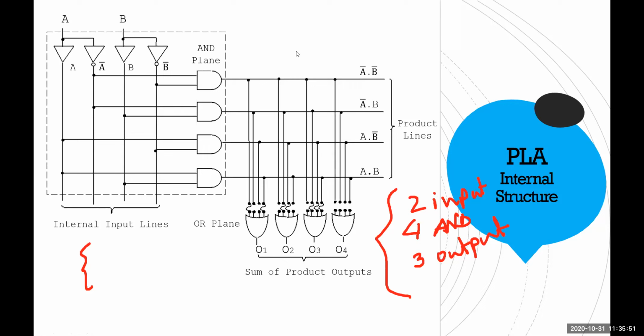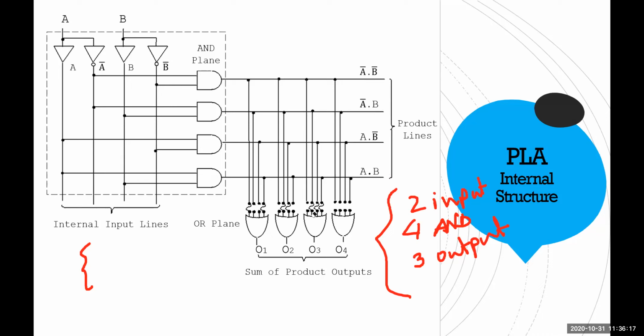Okay. Now let's do the programming. So here we need A bar, B bar. So the first one will be connected from A bar and B bar. Okay. Next one we need A bar, B. Okay, fine. Next one we need A, B bar. Fine. Next we need A, B. Okay, the sequence is not a problem. You can do the sequence as you wish. No problem.